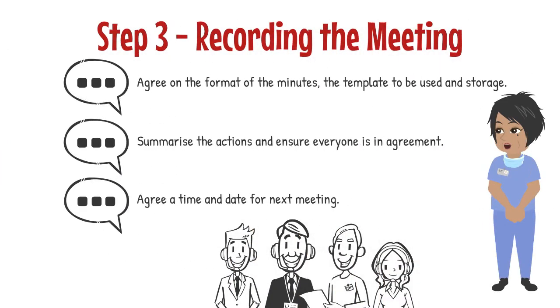The final step in running an effective meeting is to record the meeting. At the first team meeting, you should agree the format of the minutes. It can be helpful to use a standard template for each meeting. Agree how and when the minutes will be distributed and where they will be stored. Ask the minute or note taker to read out the actions during the meeting and make sure everyone is in agreement. Finally, close the meeting by agreeing a time and date for the next meeting and thank everyone for their participation.